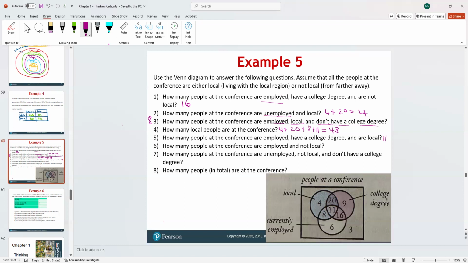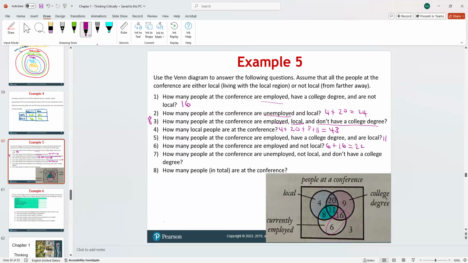Okay? People that are in the conference that are employed and not local, remember, we cannot take anything that has local in it. So we cannot take any, even though these two are in the circle for employee, we cannot take them. We only need to take those that don't have local. So those that don't have local are these two, 6 plus 16. 6 plus 16 is 22. Okay, 22 people at the conference that are employed and not local, right?